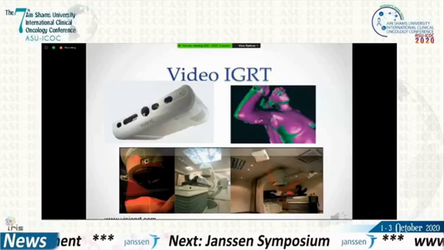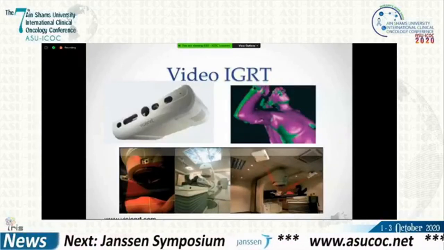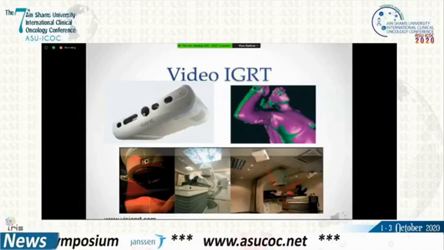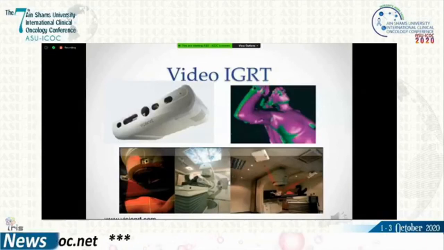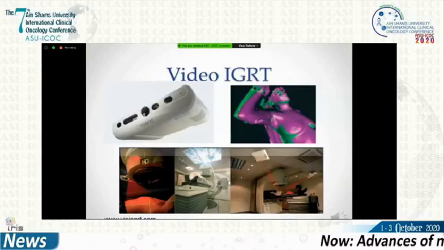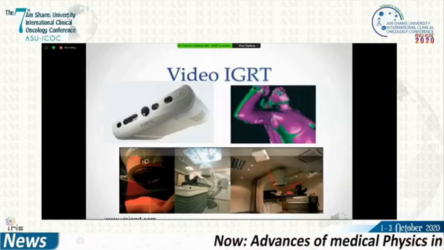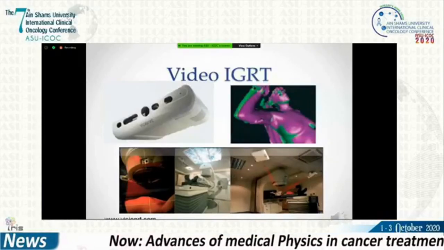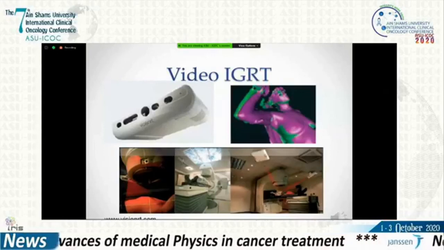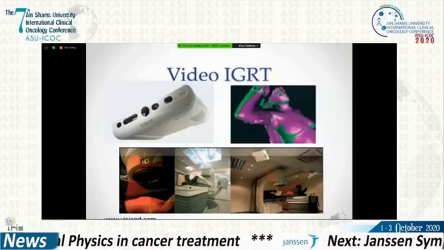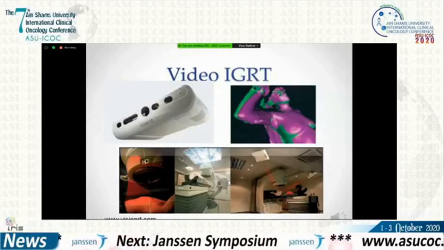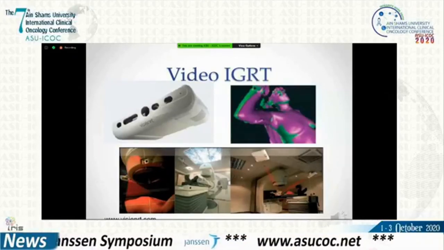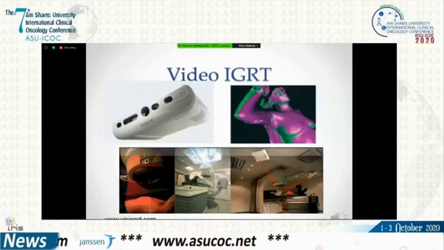IGRT is shown here from Vision RT. Infrared cameras detect the surface anatomy at the time of simulation and treatment, allowing a topographic alignment of the patient. This shows breast cancer patients, as the image shows. The simulated and treatment position overlay allows the therapist to align the patient more easily, with good reproducibility for the treatment.